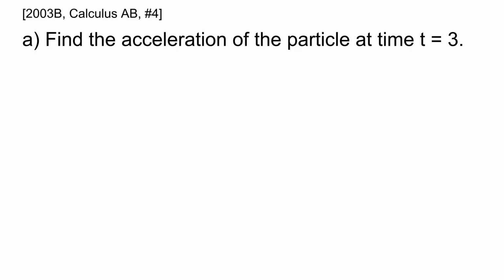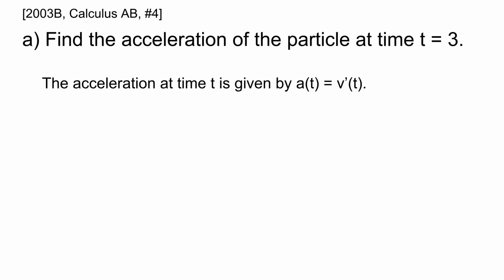In part A of this question, we are asked to find the acceleration of the particle at time t equals 3. The acceleration at time t can be obtained by using the relationship a of t equals v prime of t. We are given that v of t is negative 1 plus e to the 1 minus t. This implies that v prime of t is equal to negative e to the 1 minus t.